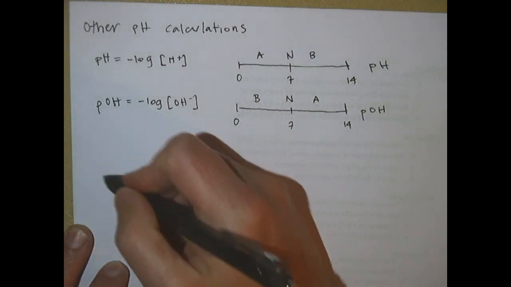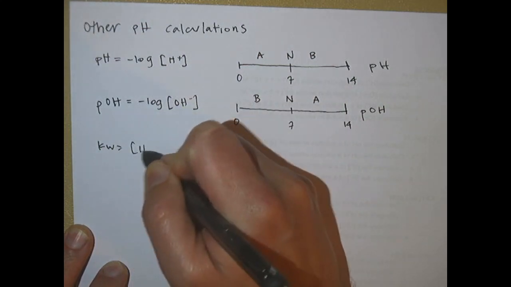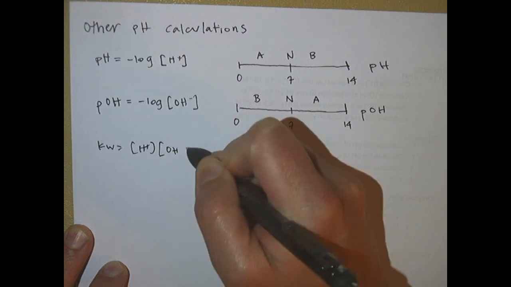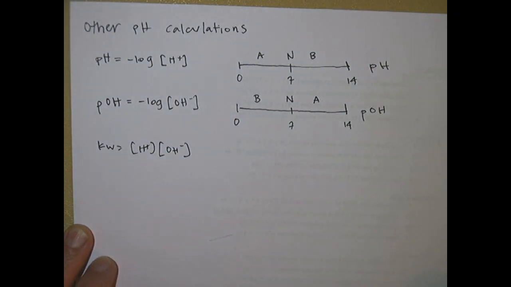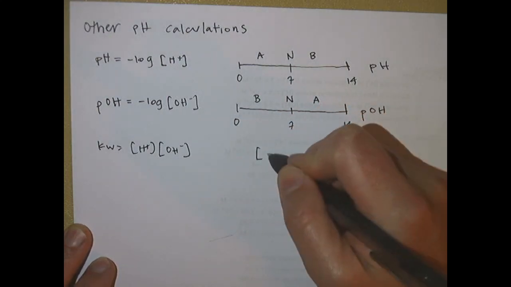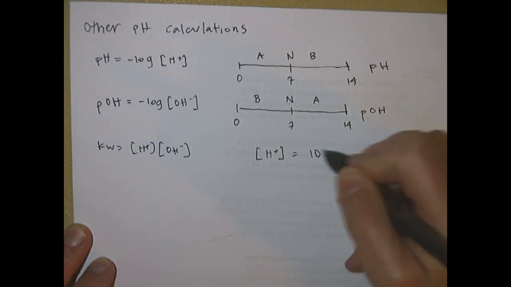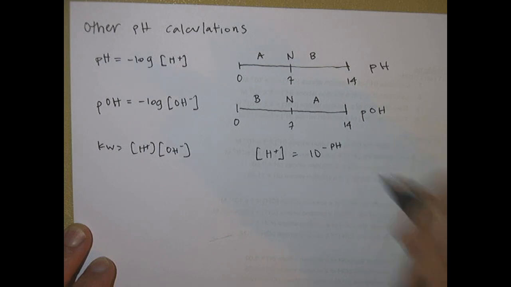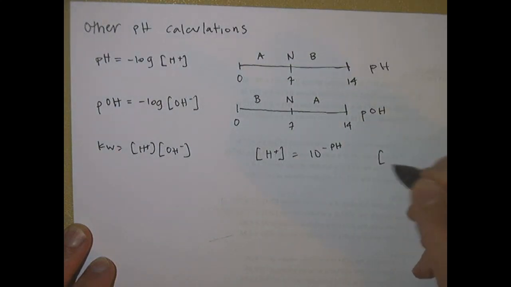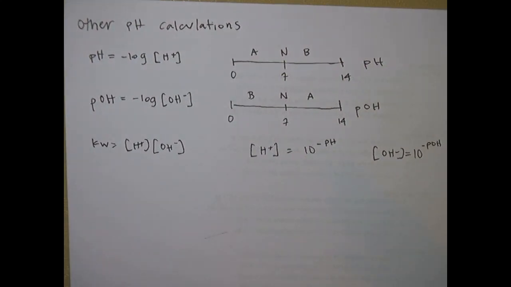So first, it's probably a good idea to write out what calculations we know. We know these two. We know Kw equals the concentration of H plus times the concentration of OH minus. And if you wanted to undo these, you could do that if you wanted to just solve for a concentration of H plus. You know, the opposite of negative log would be 10 to the negative pH. And you could do the same thing for OH minus. OH minus concentration equals 10 to the negative pOH. And you don't have to memorize all these, but you can see how they're all related.